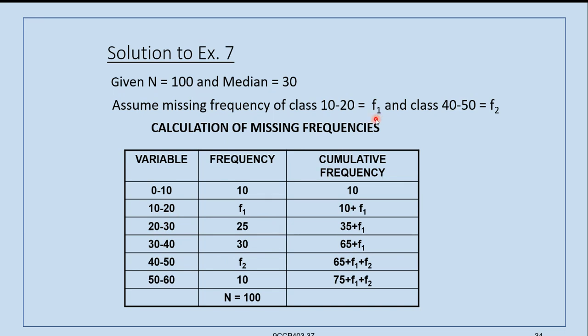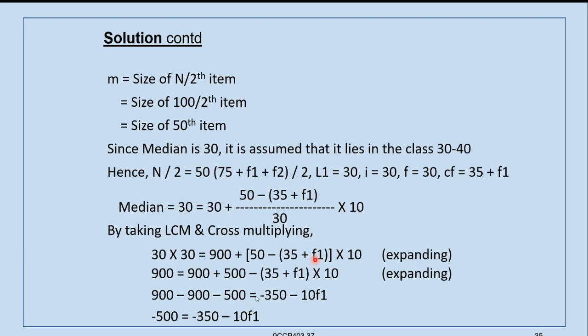Assuming the 10 to 20 class frequency is f1 and the 40 to 50 class interval is f2. By taking cumulative frequency, 75 plus f1 plus f2 is equal to 100. That is the equation. Here, since the median is 30, it is assumed that it lies in the class 30 to 40. Hence n by 2 is 50, that is 100 by 2.